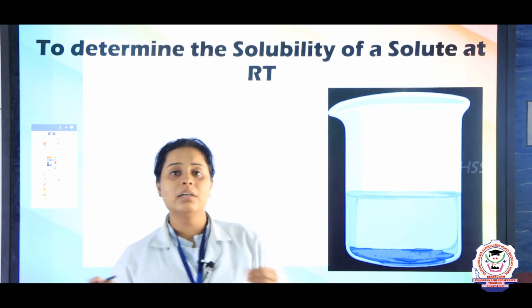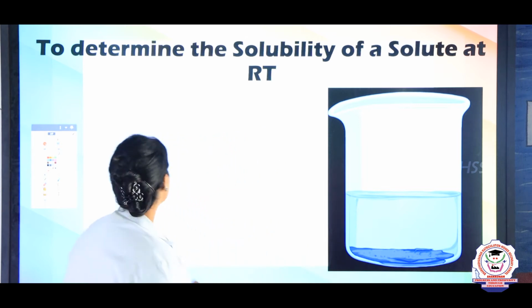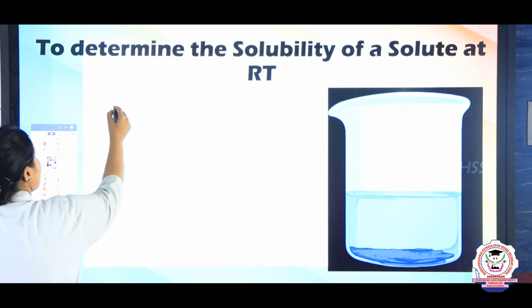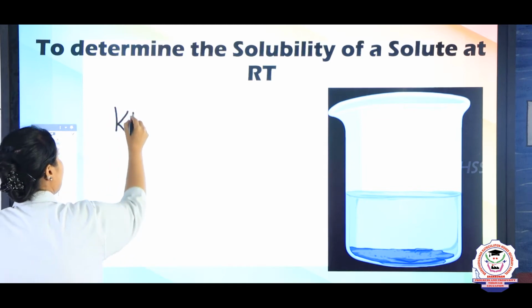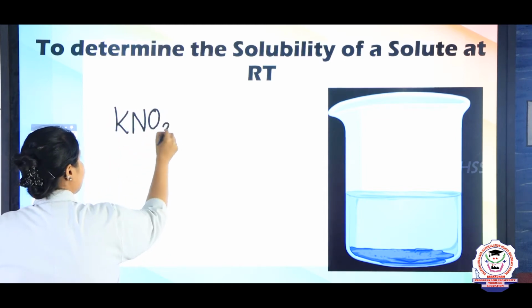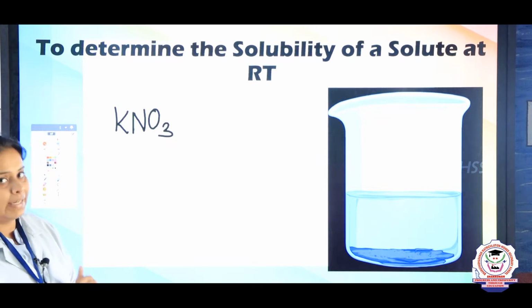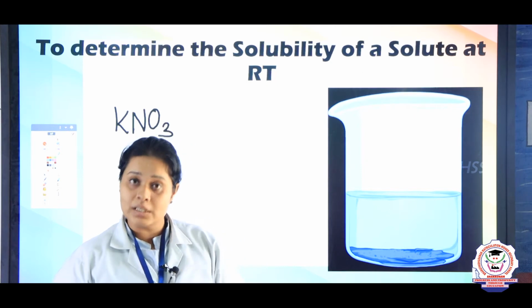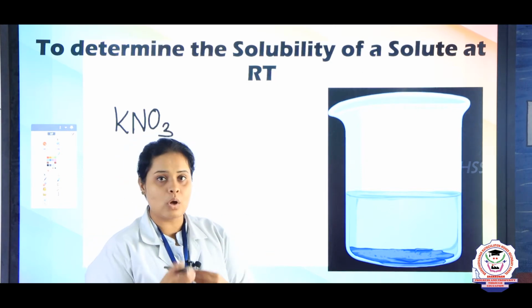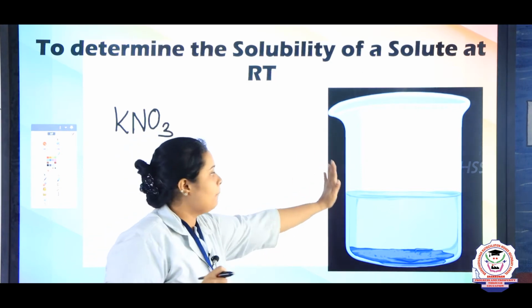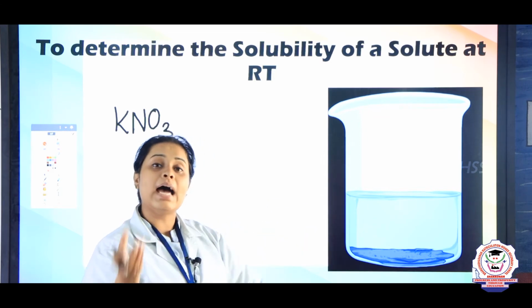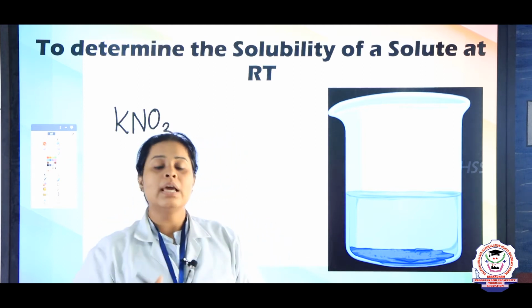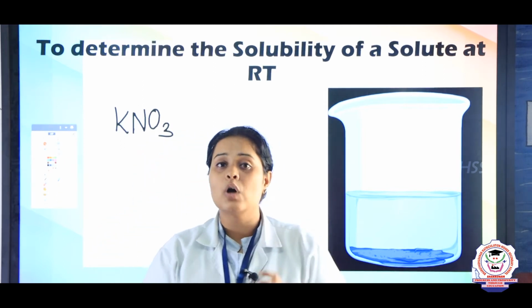So children, here the solute which we are taking is KNO3. What is it? KNO3, which is potassium nitrate. So children, in this we are taking potassium nitrate as a solute and water as a solvent. Now what I am doing is I am taking a beaker. Inside the beaker I add my potassium nitrate. So when I am adding 1 spoon, you will see that all the particles got mixed up.